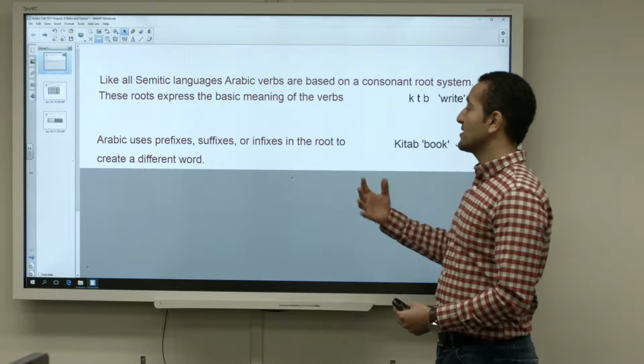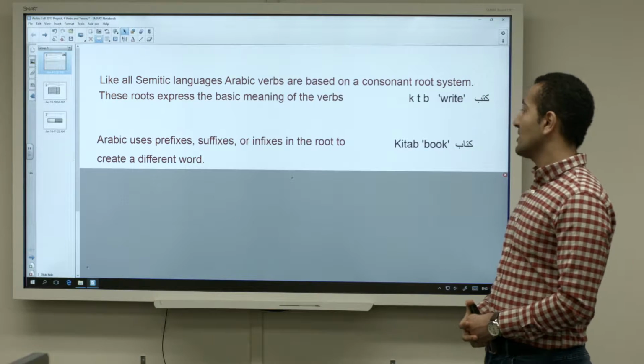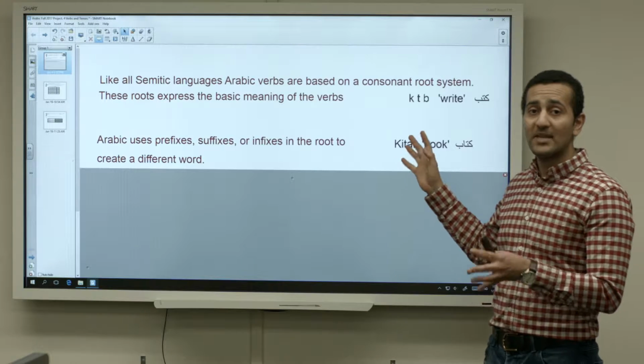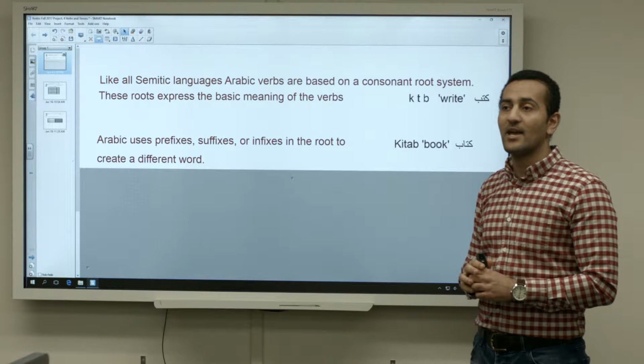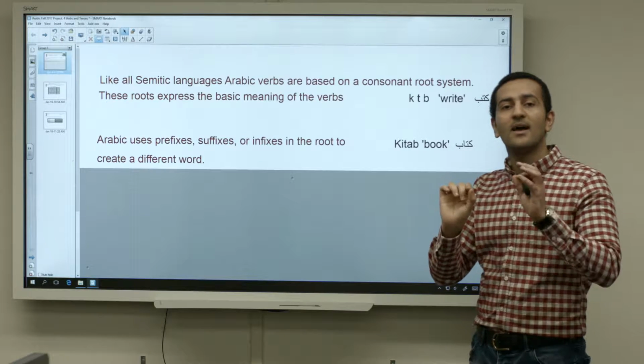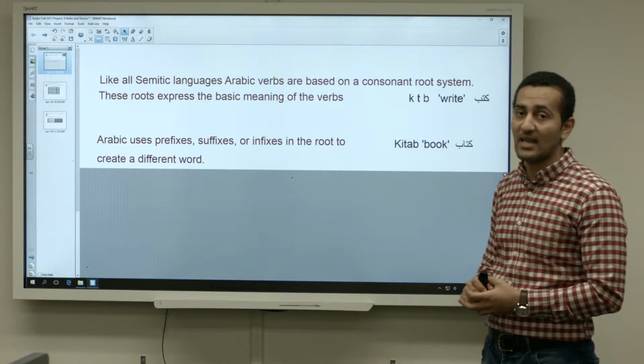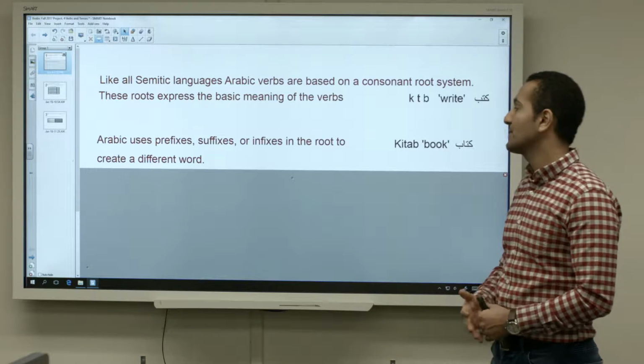Yes, Arabic uses prefixes, suffixes, or infixes in the root to create a different word. Like we know kataba, kitab, kitaba. We added different letters to it. We added different sounds.